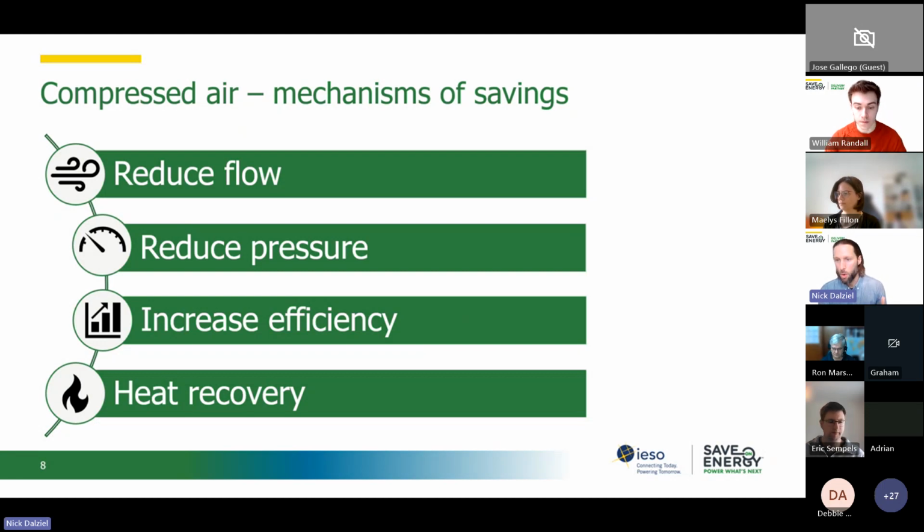So Ron's going to go over a handful of compressed air project savings examples, including the calculation methods and their limitations, and walk through some worked examples of these projects. So without further ado, I'm going to hand things over to Ron.